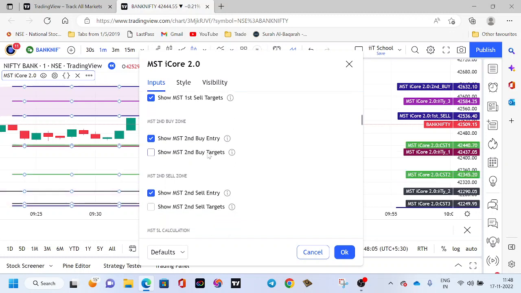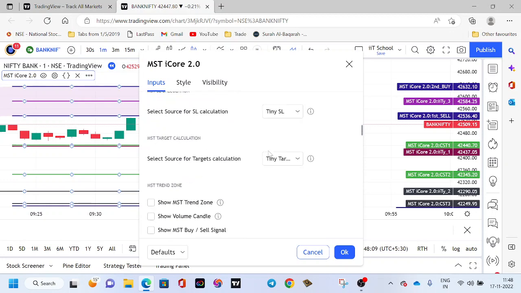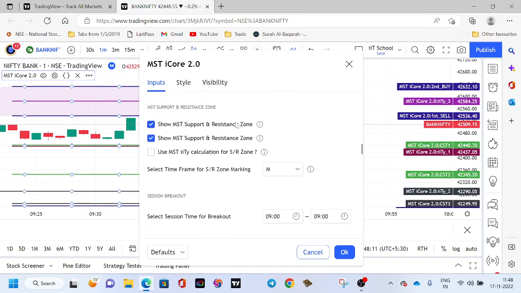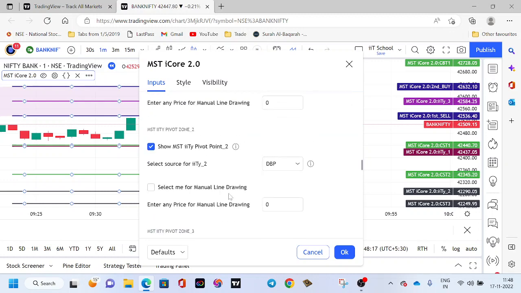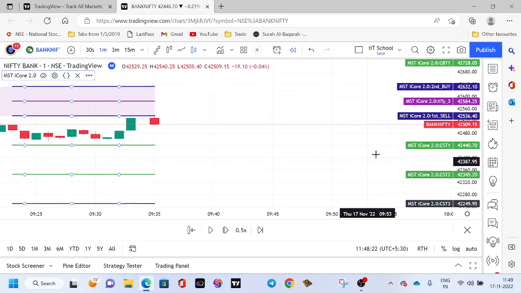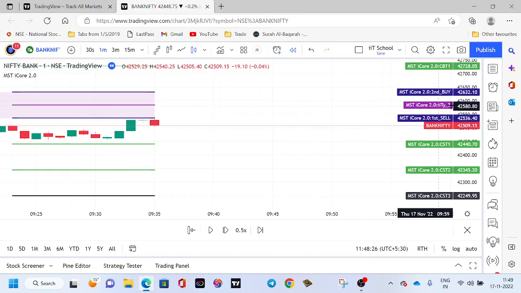Next one, I have to enable second buy and second targets, and I have to remove second sell. I will remove this extra support and resistance. Then I will remove DCP. I will remove DBP also, because I only have to concentrate on the sell side.